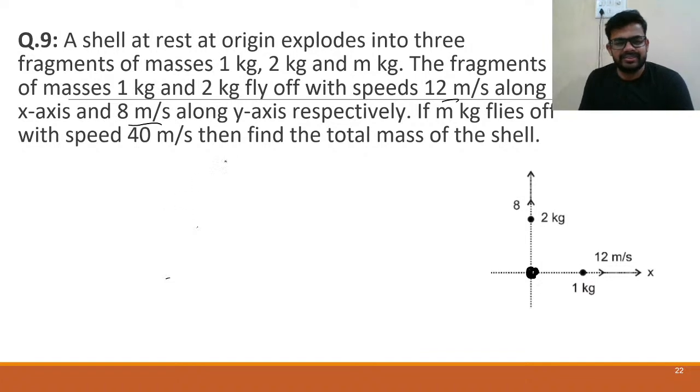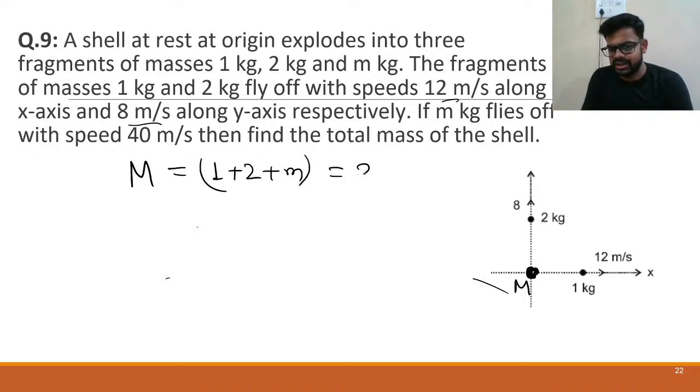Yeah, so here, let's say the total mass is M. So M is equal to 1 kg plus 2 kg plus m kg. So this is the total mass. I can write 3 plus m. Okay, that I have written.